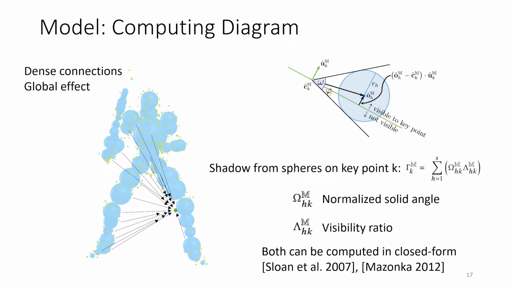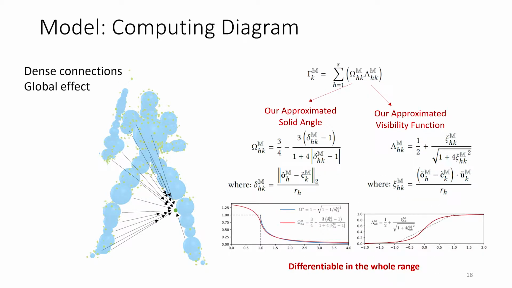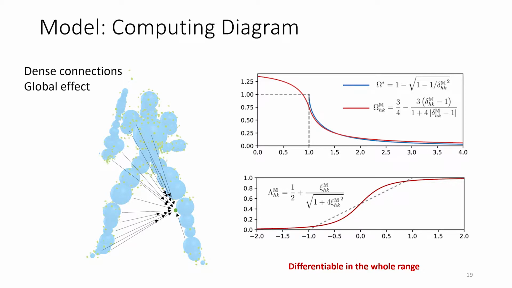Both the solid angle function and the visibility function have closed-form solutions. However, these solutions are not differentiable in the whole range. We want to compute the gradients using these functions during regression training, so these functions are unsuitable for our needs. For that reason, we created two approximate functions that closely match the closed-form solutions, but are differentiable in the full range. A representation of our approximate functions can be seen in red compared to the closed-form solutions.